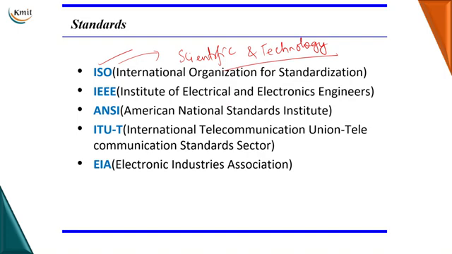IEEE is an organization for the growth of professional education. ANSI, the American National Standards Institute, is a non-profit, private organization not related to the government of America, but it is used to standardize many technologies and computations. Then coming on to ITU, the telecommunication standard, it gives standards or regulations for the telecommunication department or the communication sector.